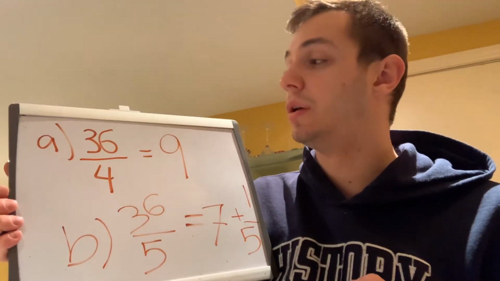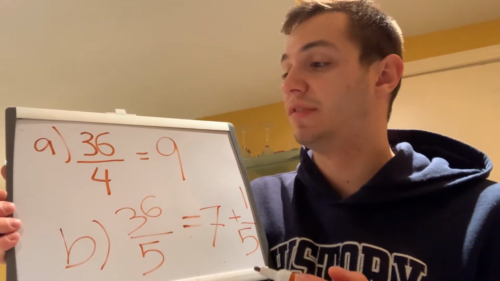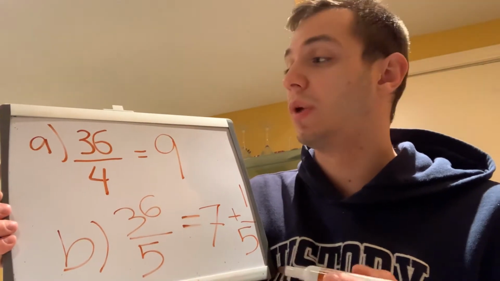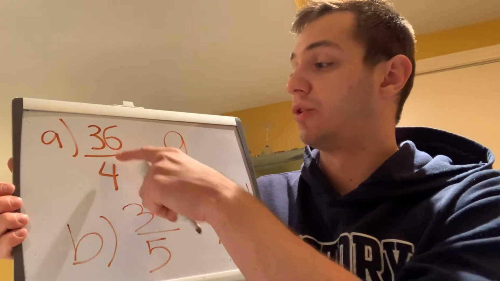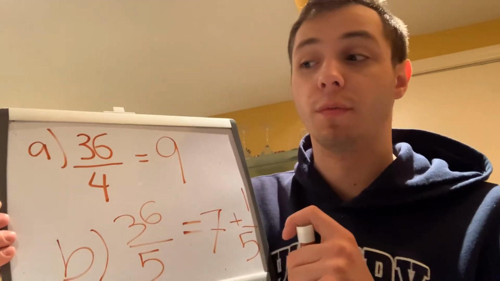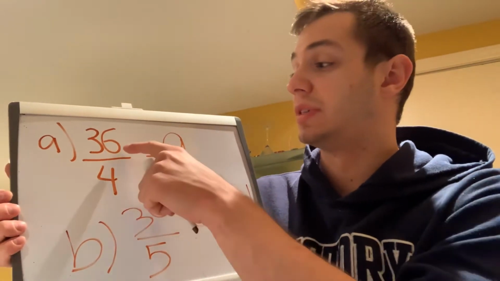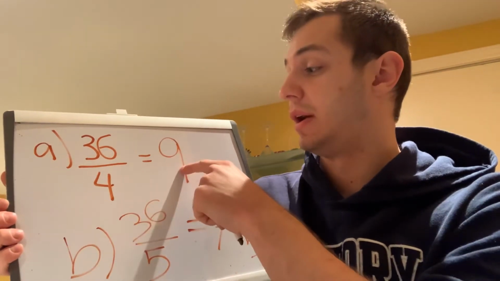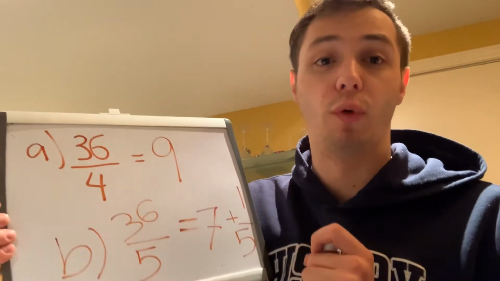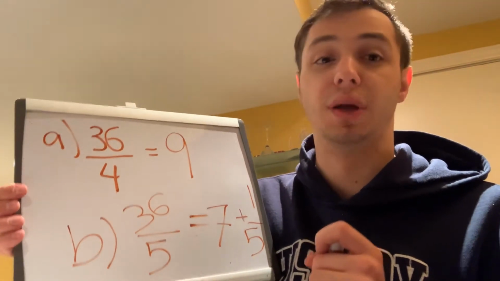For part C, we have 36 divided by 9. That's similar to what we did in part A, except we're now dividing the 36 by 9 instead of by 4. So since we know that 36 divided by 4 equals 9, for part C, 36 divided by 9, we know it's going to equal the whole number 4. So it's not going to be a mixed number.